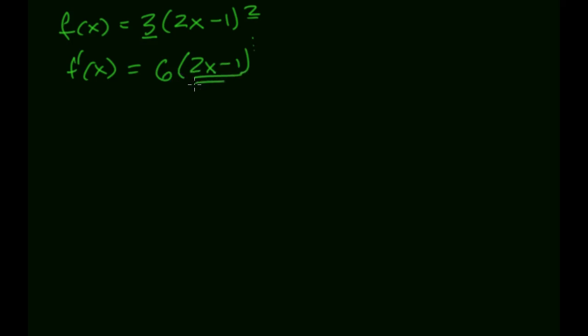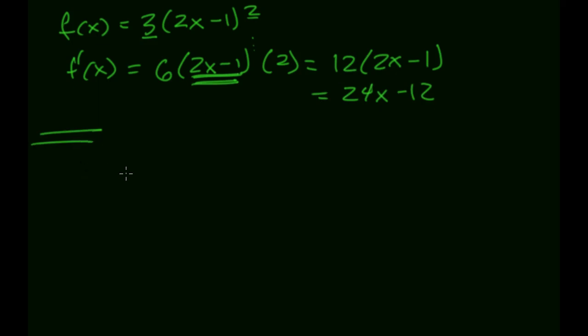But the chain rule says I have to look at this inside function, take its derivative, and multiply by that. The derivative of 2x minus 1 is 2, and I can simplify this to 12 times 2x minus 1. If I wanted to, I could make it 24x minus 12. So this is what the derivative is. Pretty straightforward. If you actually did the multiplication and expansion here, you would end up with the same answer.